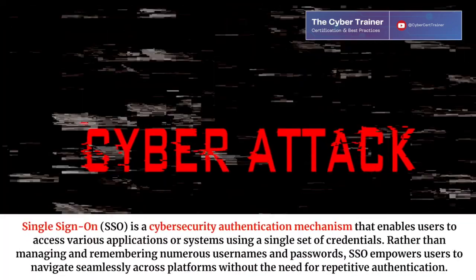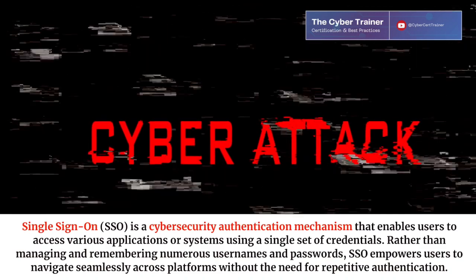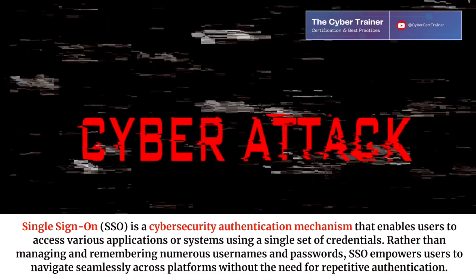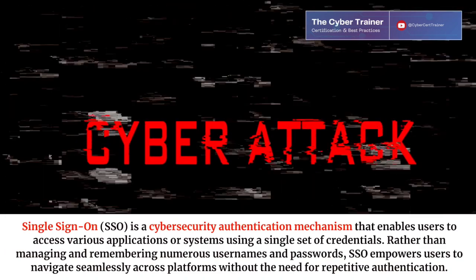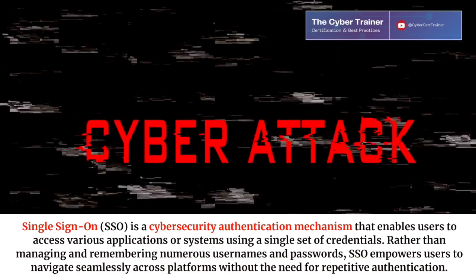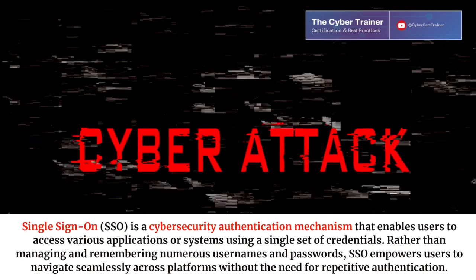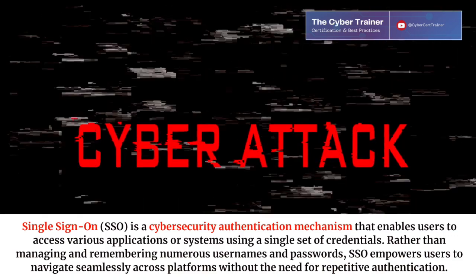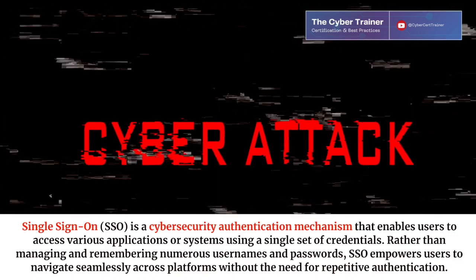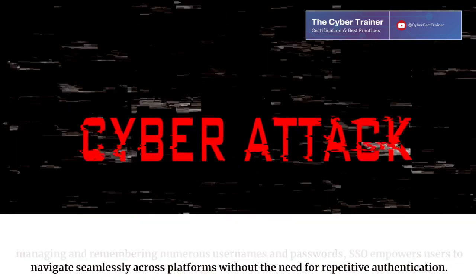Single sign-on, SSO, is a cybersecurity authentication mechanism that enables users to access various applications or systems using a single set of credentials. Rather than managing and remembering numerous usernames and passwords, SSO empowers users to navigate seamlessly across platforms without the need for repetitive authentication.